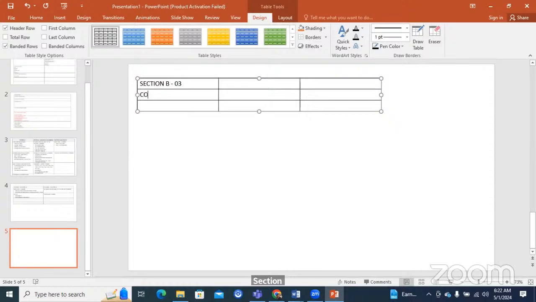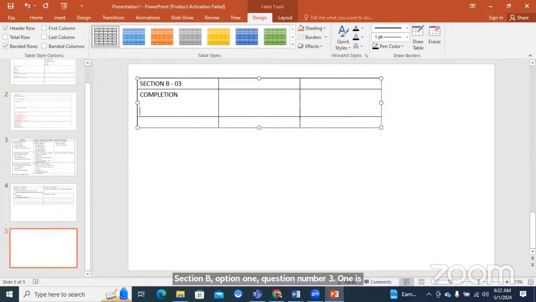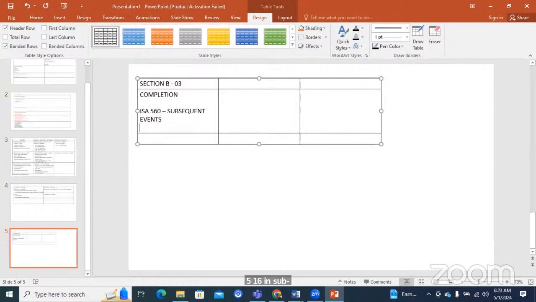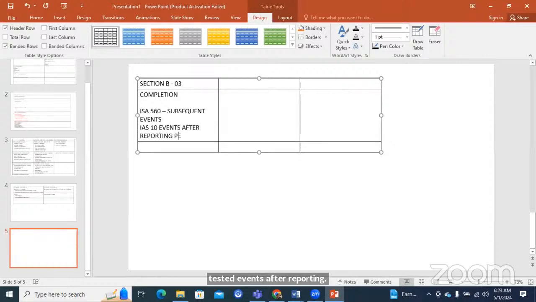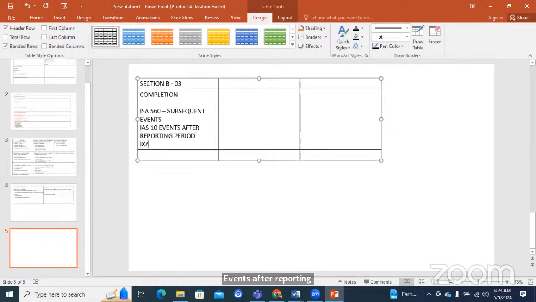One is completion. Under completion, what can they test? ISA 560. 560 means subsequent events. Subsequent events can be tested. IAS 10 can be tested: events after the reporting period, adjusting events, non-adjusting events, right? And ISA 570 can be tested, going concern. Along with that, this is for 10 marks maximum.